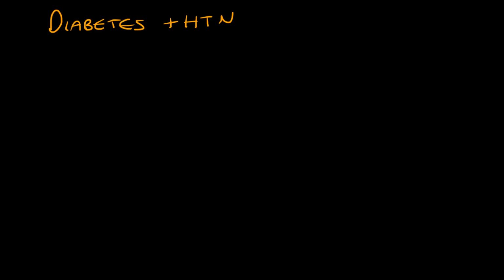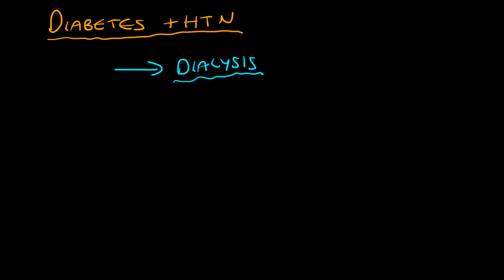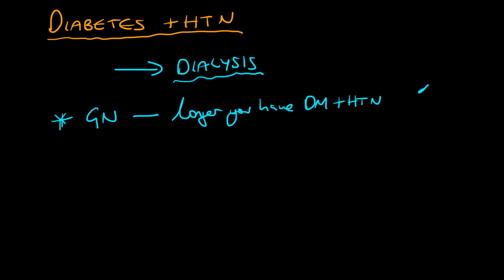We're going to talk about diabetes and hypertension in the presence of kidney disease. These are massive causes of having to go on dialysis. If you are hypertensive and diabetic, you go on dialysis because you get microvascular complications at the renal level. The other thing you need to consider here is glomerulonephritis, which basically, the longer you have both diabetes and hypertension, the larger the risk that you have glomerulonephritis and will end up on dialysis.